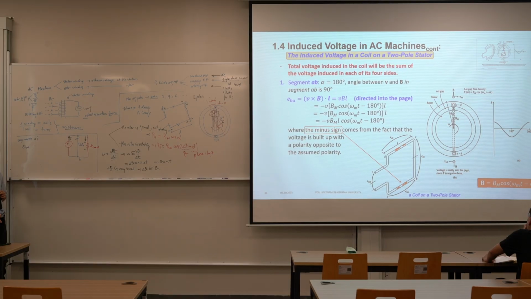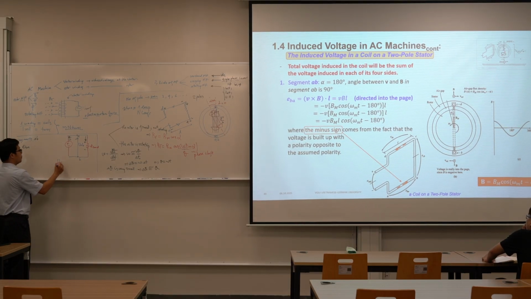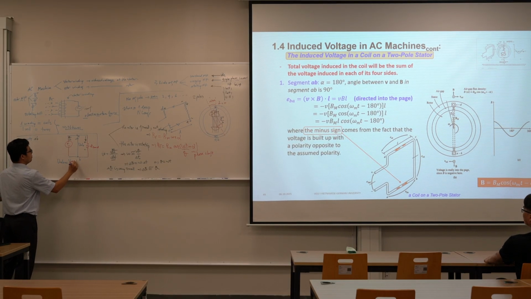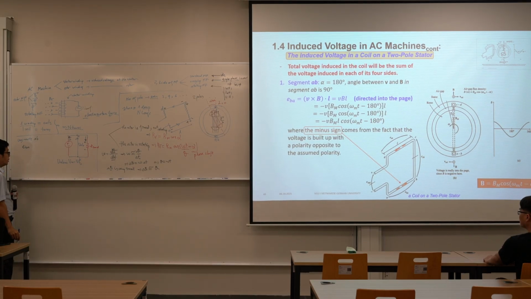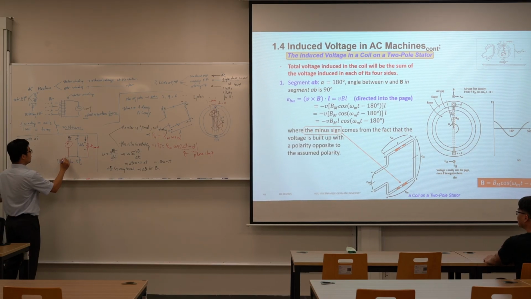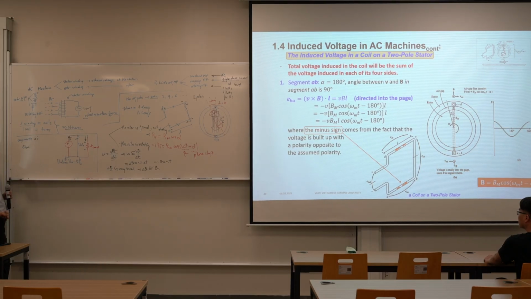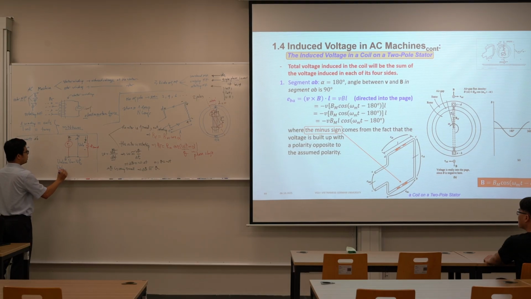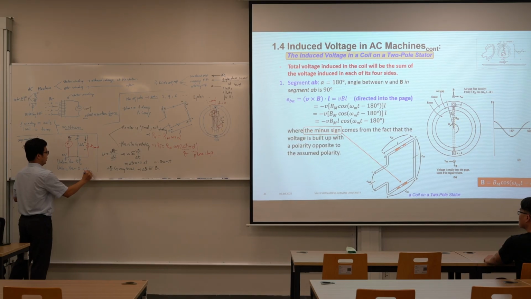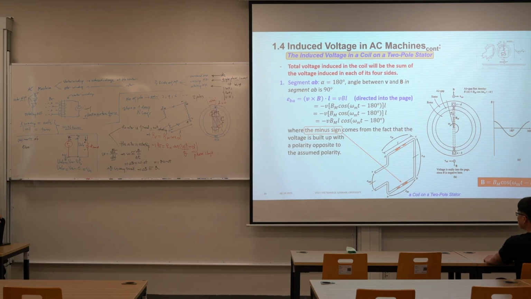So VAB is VA minus VB. For example, here if we connect this one to ground, we have VAB is VA minus 0, because it is 0. We can get that. This was just fundamental of electric circuit. Now come back to EVA.